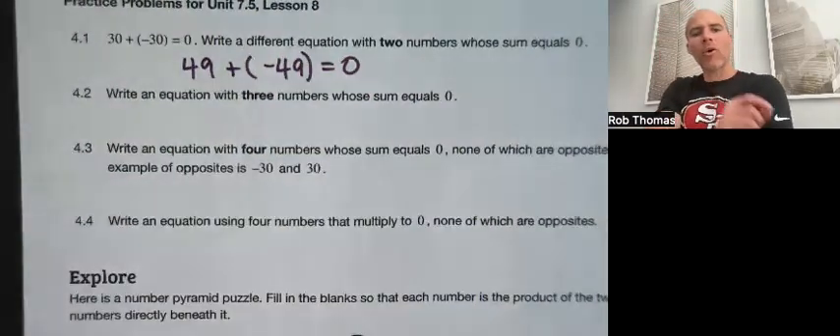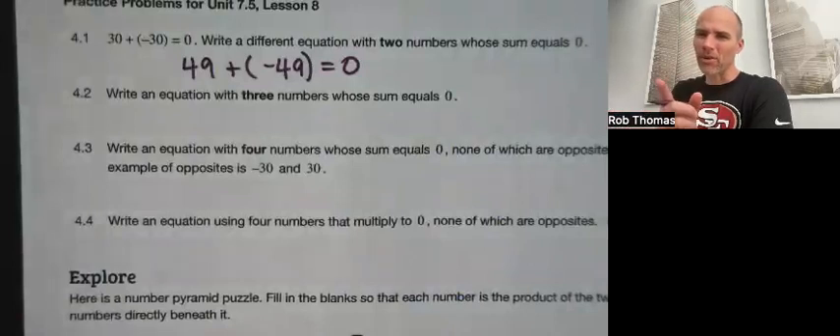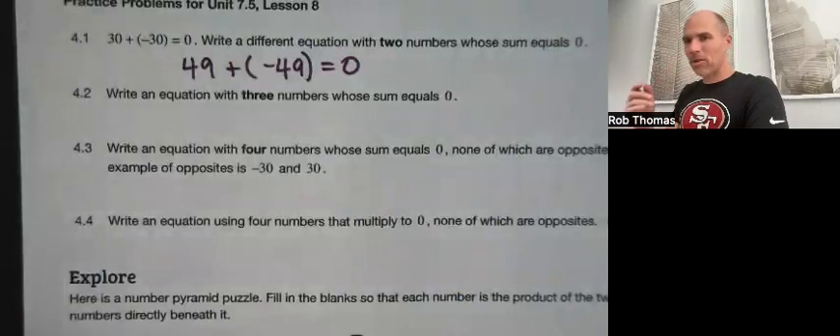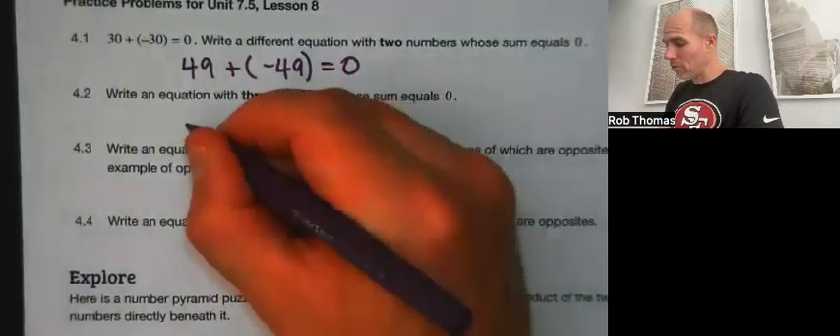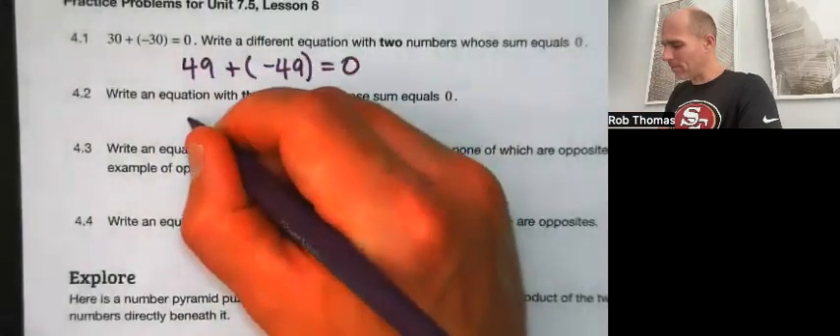Okay, now write an equation with three numbers whose sum equals 0. So here you can't really use additive inverses because, well, I suppose you could if you threw a 0 in there, but that'd be kind of cheating. So what if you did this? What if you used 49 again? No, let's make our lives easier. What if you use 10?